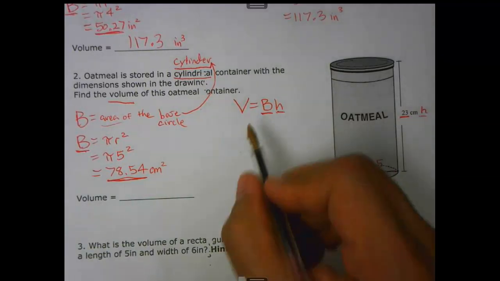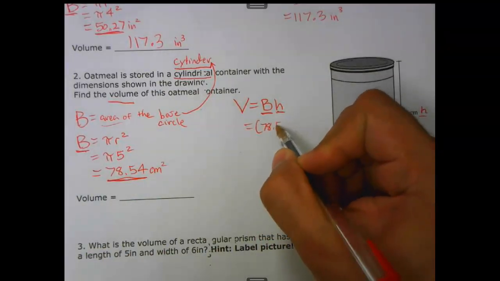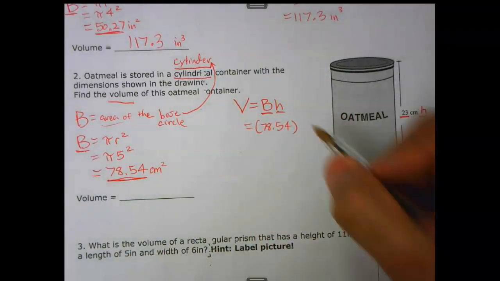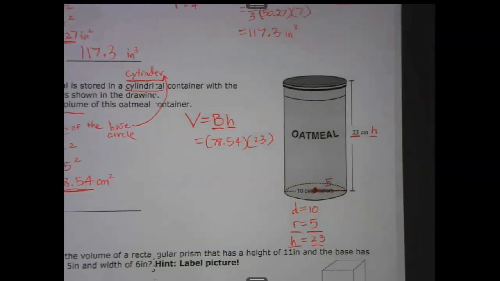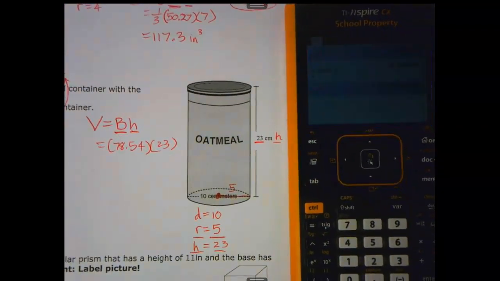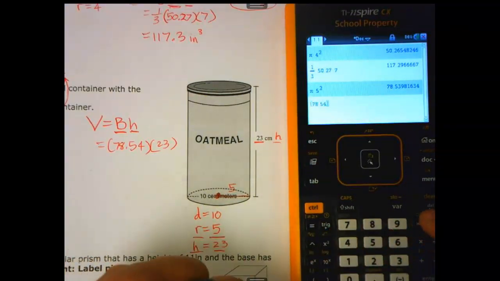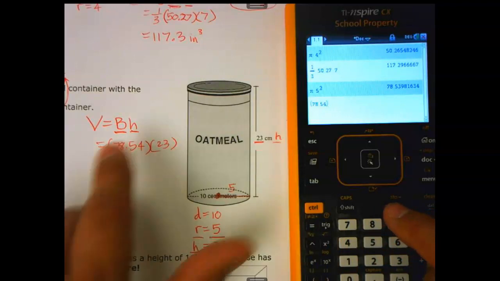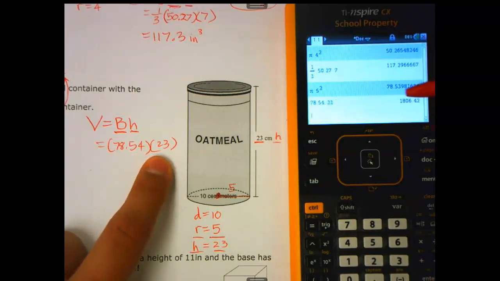Okay, so I'm going to plug this in. 78.54 times the height of 23. All you got to do is plug that in the calculator and multiply. So parentheses, 78.54 parentheses. That's my big B. And now my h, parentheses, 23. Multiply those, hit enter.